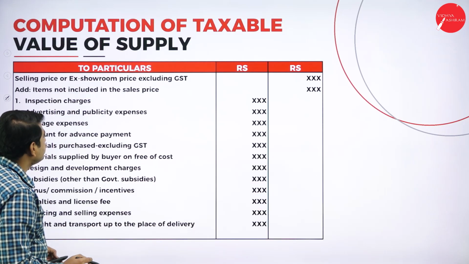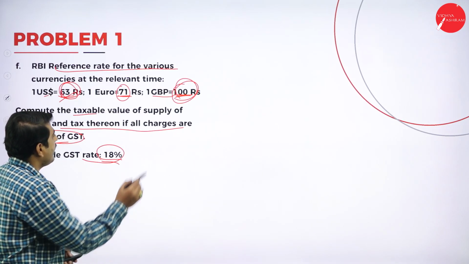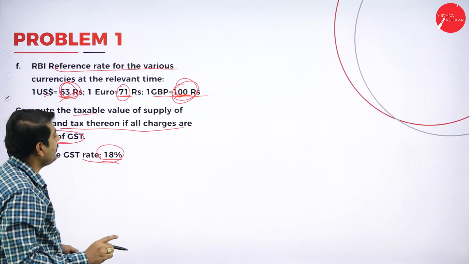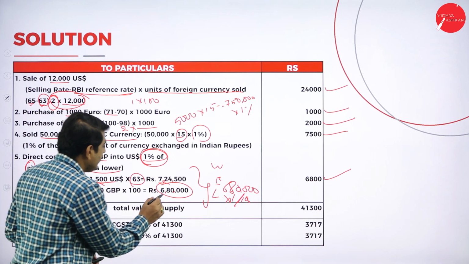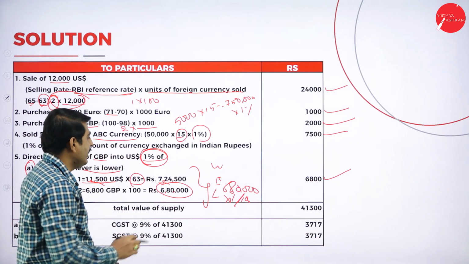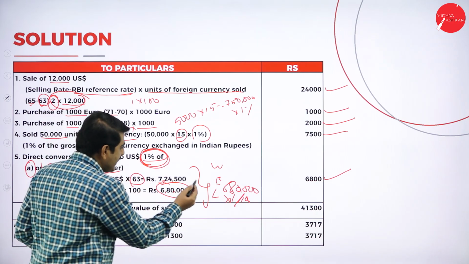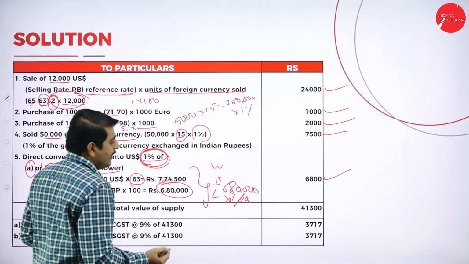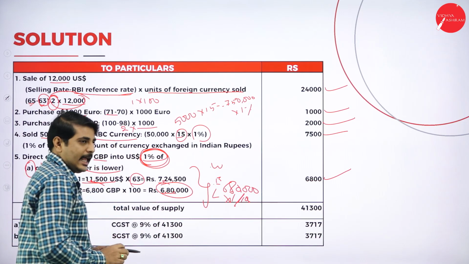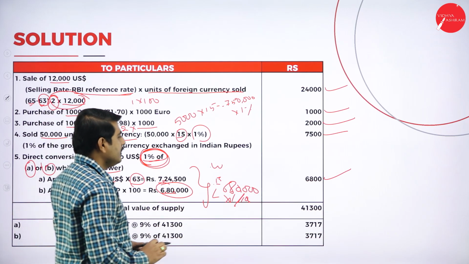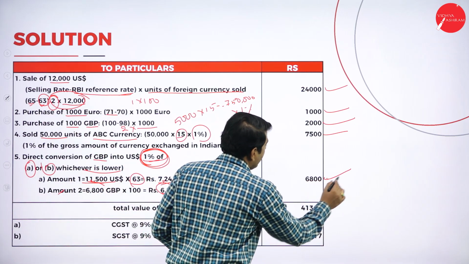100 rupees. So look at the problem. 100 rupees is the actual. For 1 GBP, 100 rupees we have to pay. So then you will get 6,80,000, and they will charge 1% commission on this. While selecting, they have to select whichever is lower, and so you will get 6,80,000. On this amount, they will charge 1% commission. Then they will get 6,800 rupees commission.